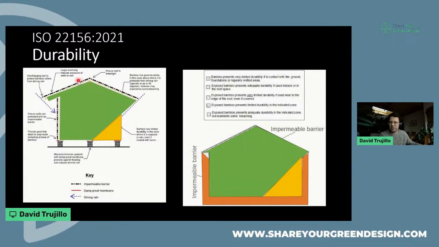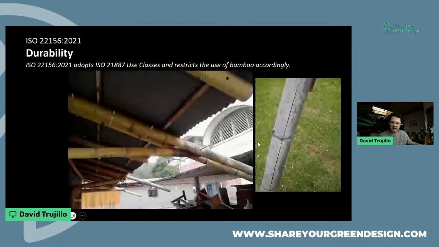So we can have very good durability if we're up under the roof, if we're behind a barrier, and if we are below this 45-degree angle. Anything else, you can have limited durability.